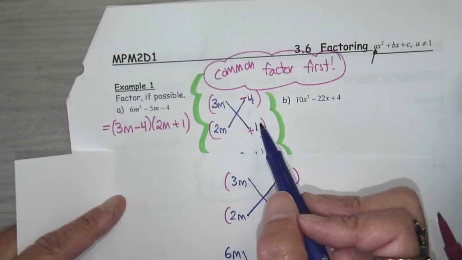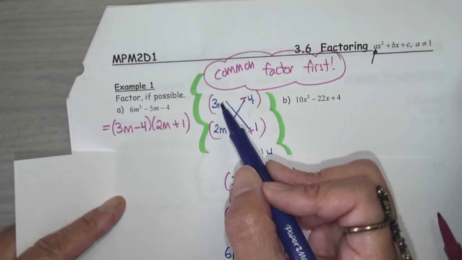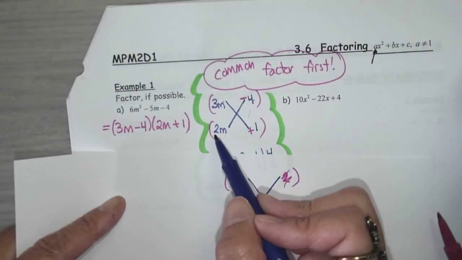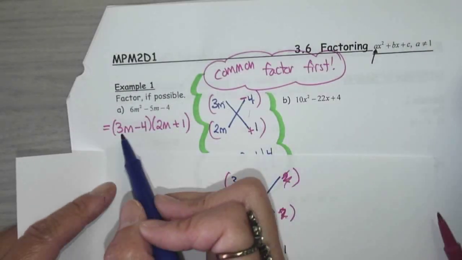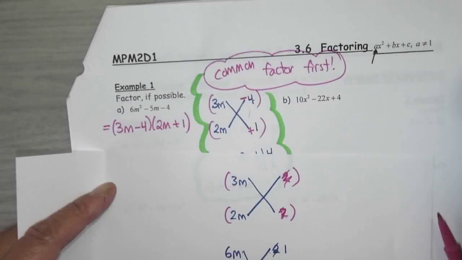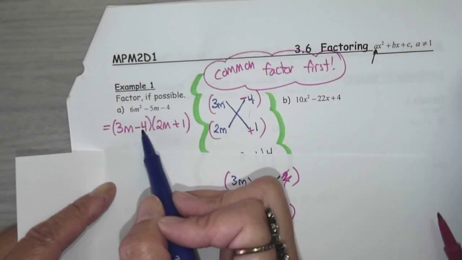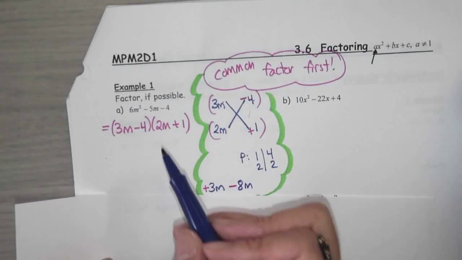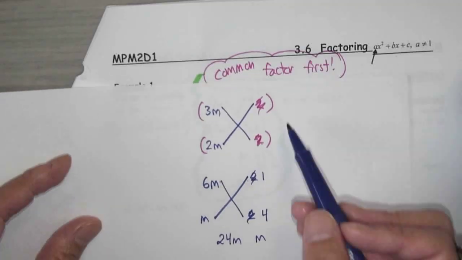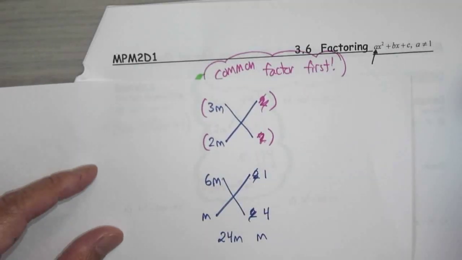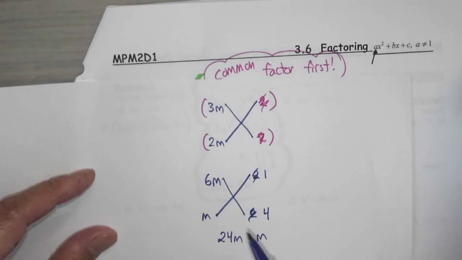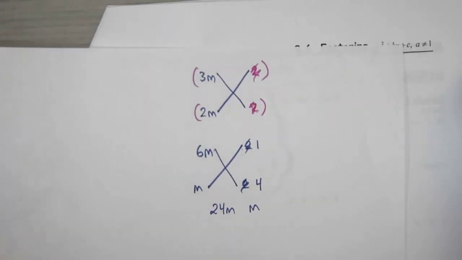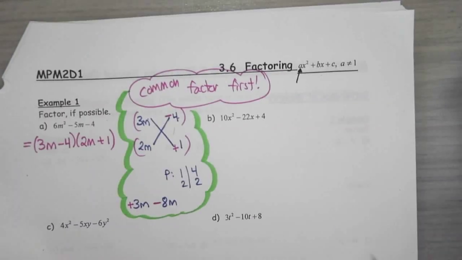There's only one right answer. 3m minus 4, 2m plus 1. And when you do your FOIL, you'll get the right middle term. 3 times that, 4 times that, you get the 5. So if you FOIL it, you will get the right answer there in the middle. There's only one answer. There will only ever be one answer. The other ones will come back as not possible, right? The numbers don't match. You get 24 and 1. Okay, so let's try that again.